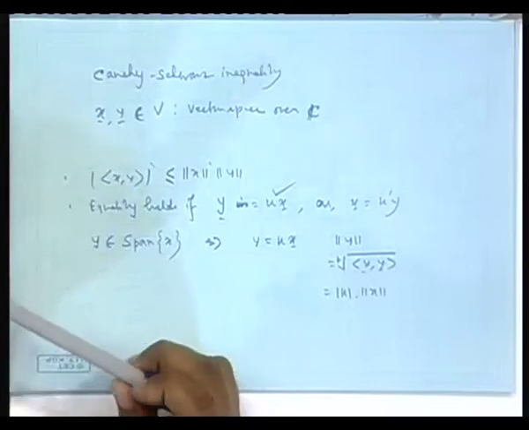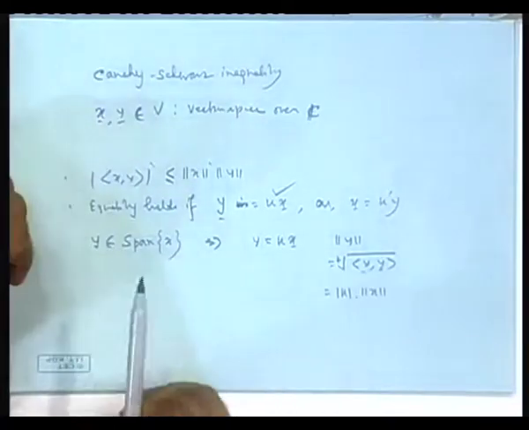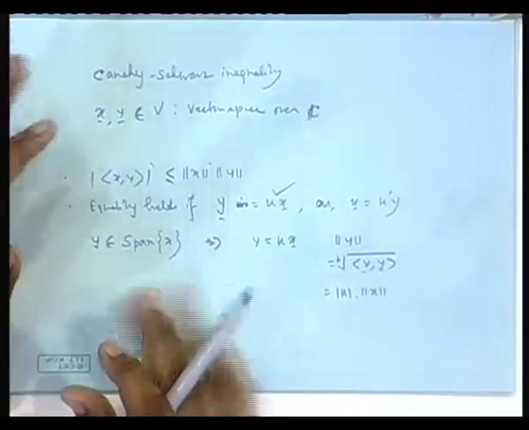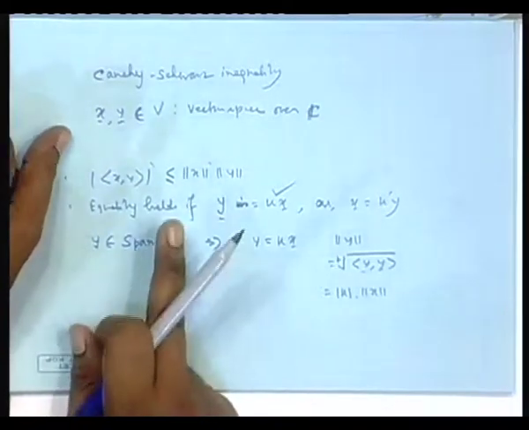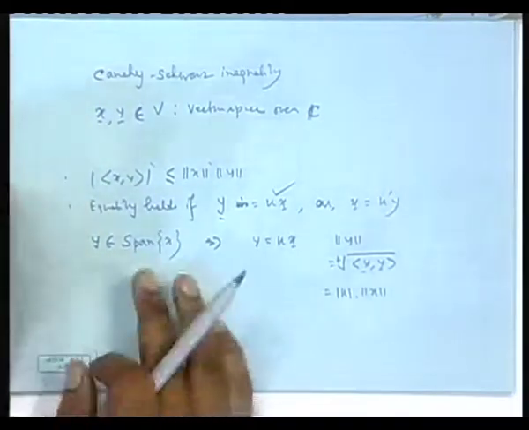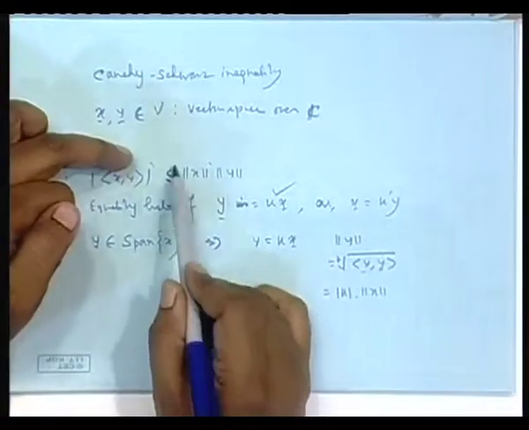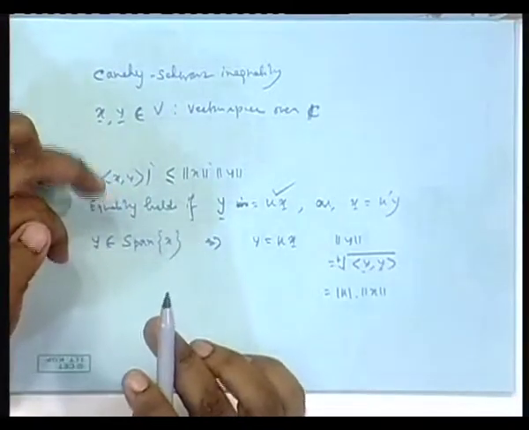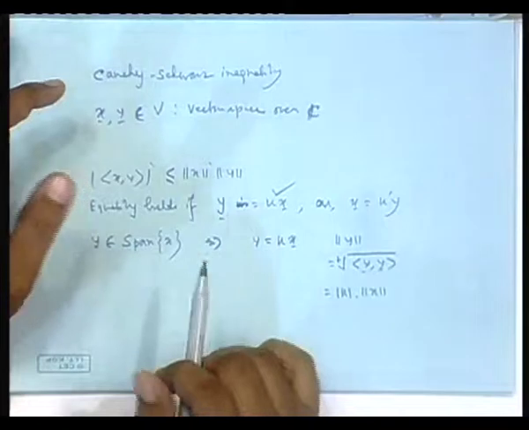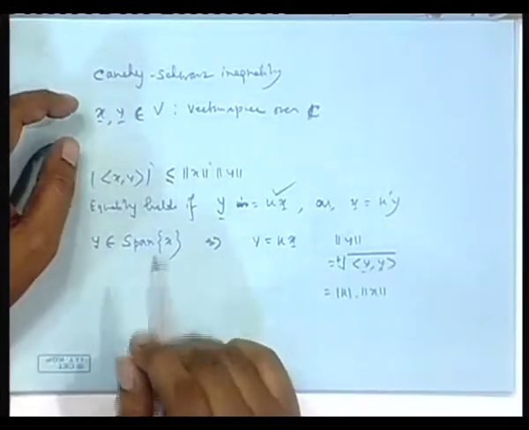Now, suppose it is not. Bolo Joseph, you have some question? Suppose y does not belong to the span of x. For the other case, equality holds, we have seen. Now, if this is not the case, then we have to show that it is strictly less than. So suppose y does not remain in the span of x.